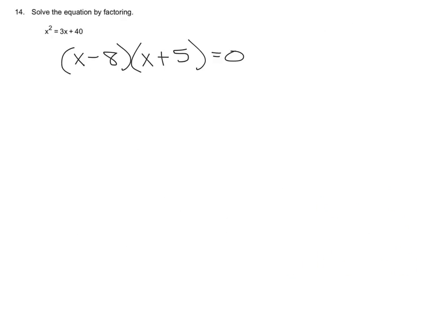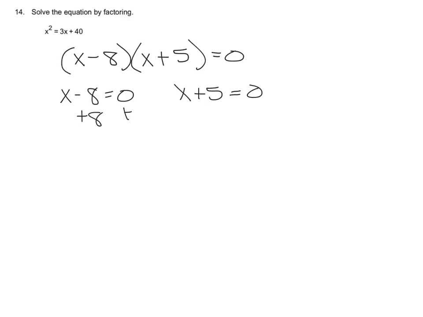Lastly, we can take each factor and set it equal to 0. So x minus 8 equals 0, and x plus 5 equals 0. Now we're going to solve for x in each equation.